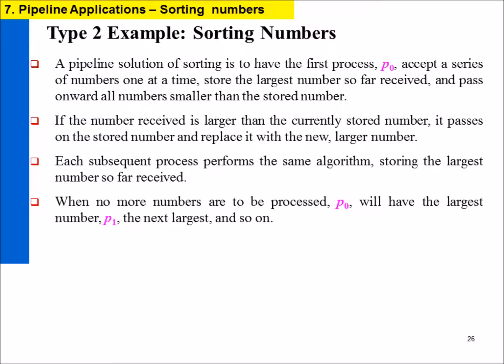Each subsequent process performs the same algorithm, storing the largest number received so far. When no more numbers are to be processed, P0 will have the largest number, P1 will have the next largest number, and so on. Okay, so this algorithm is a parallel version of insertion sort. The sequential version is akin to placing playing cards in order by moving cards over to insert a card in position. The sequential insertion sort algorithm is only efficient for very small numbers because it's really an O(n squared) algorithm.